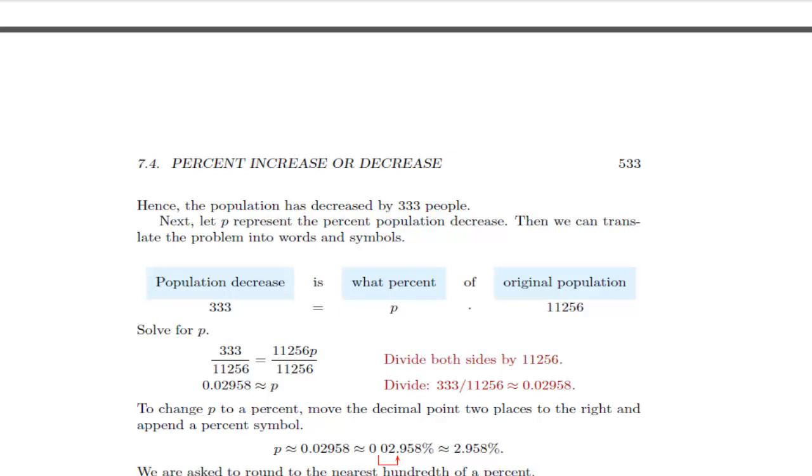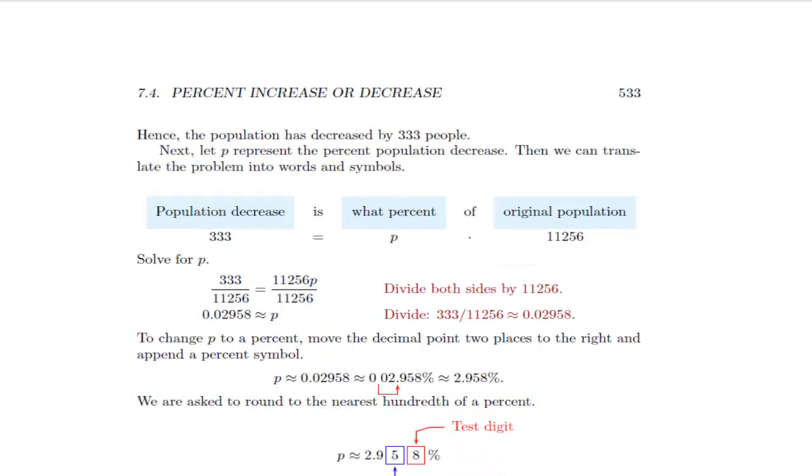Next, let P represent the percent population decrease. Then we can translate the problem into words and symbols. The population decrease of 333 is equal to what percent P of, or times, the original population of 11,256. Solve for P. Divide both sides by 11,256 to solve for P. On the right, 11,256 times P divided by 11,256 is P, and 333 divided by 11,256 approximately equals 0.02958.